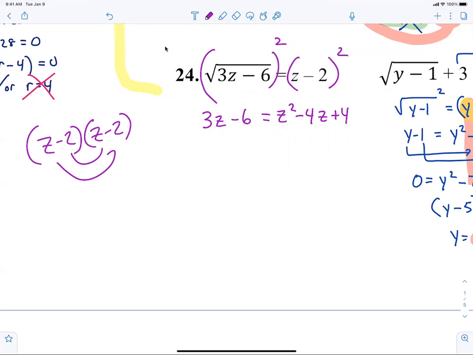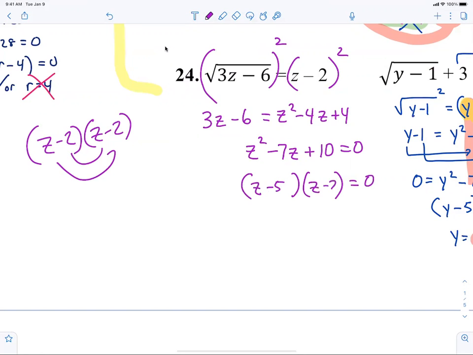Now move everything over. So z squared, somebody tell me, what would it be? Z squared minus 7z plus what? 10. Yay, good job. All right, there you have it. Now we're going to factor that. Z minus 5, z minus 2, z equals 5, and then z equals 2. I already checked it for both of them.